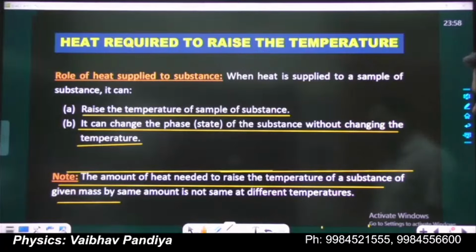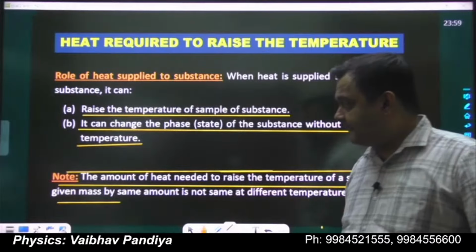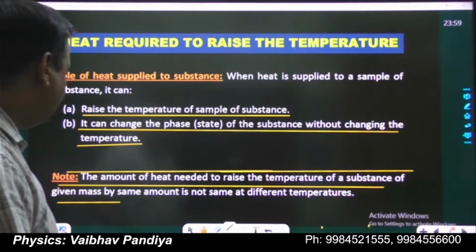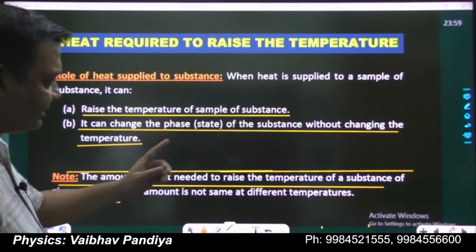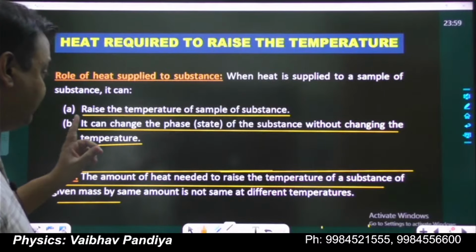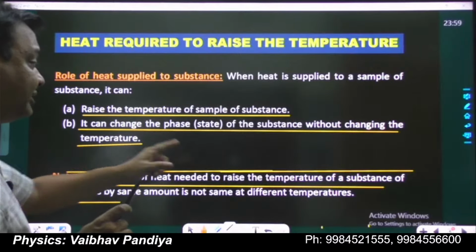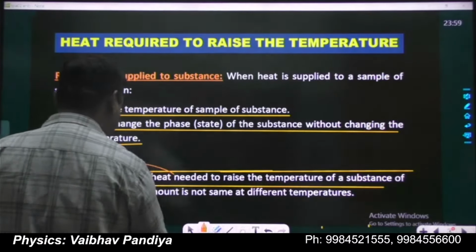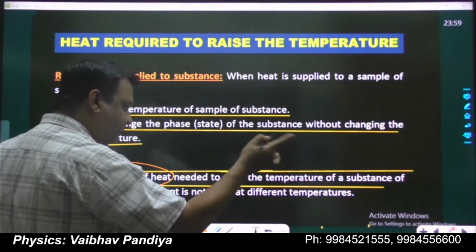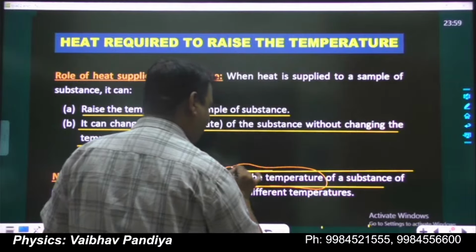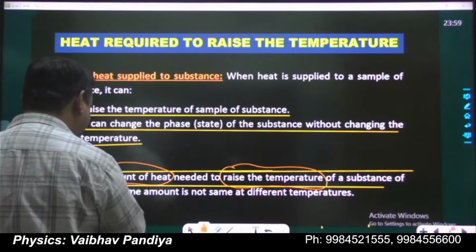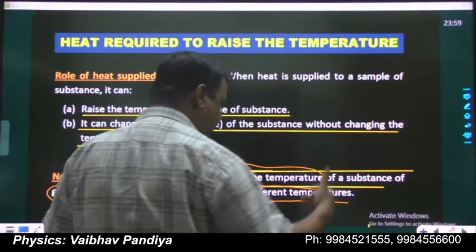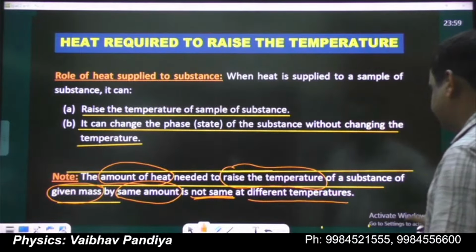Now let's see one very critical point which forms the basis of a lot of articles we are going to face ahead. The amount of heat needed to raise the temperature of a substance of given mass, meaning the same mass, by the same amount is not the same at different temperatures. Let's see in more clarity what it means.